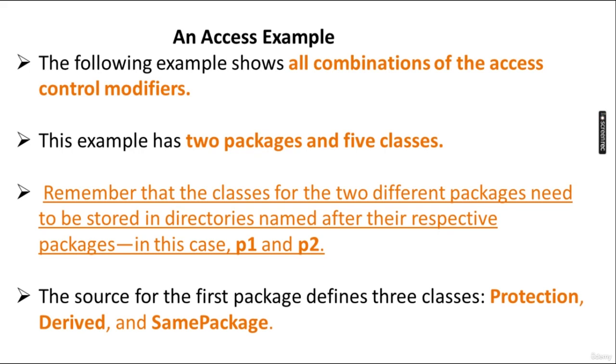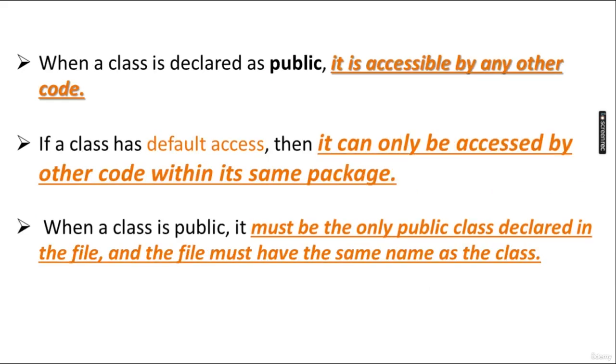The source for the first package defines 3 classes: protection, derived, and same package. When a class is declared public, it is accessible by any other code. If a class has default access, then it can only be accessed by other code within the same package. When a class is public, it must be the only public class declared in a file, and the file name must be the same as the class name.